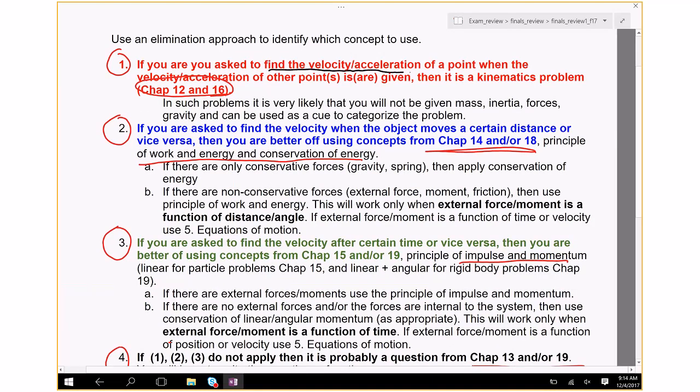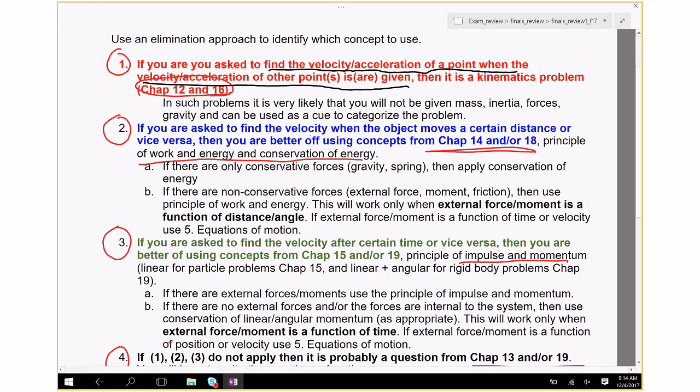if you are asked to find the velocity and acceleration of a point when the velocity and acceleration of some other point is given, then it's a kinematics problem. In this case, you're given a force at some point, but you're not given the velocity. If you were given that the spring is moved down with some velocity, then yes, it's a kinematics problem. But in this case, you're given a force, so this is not a kinematics problem.